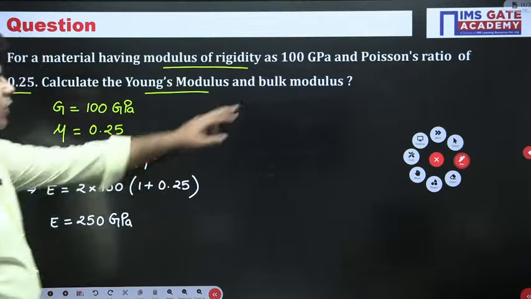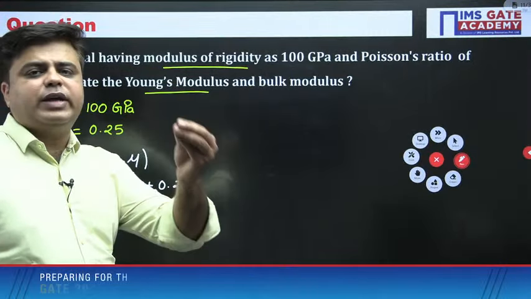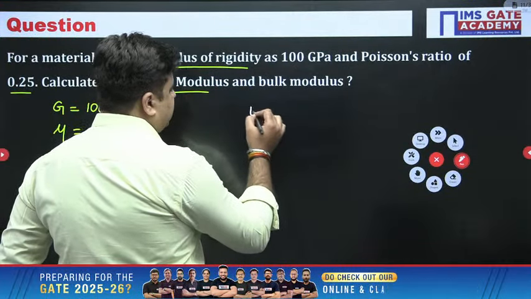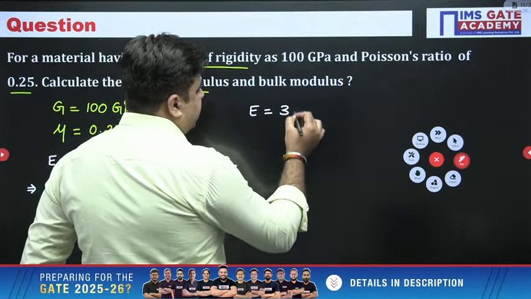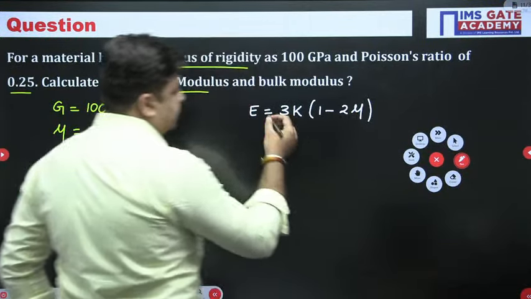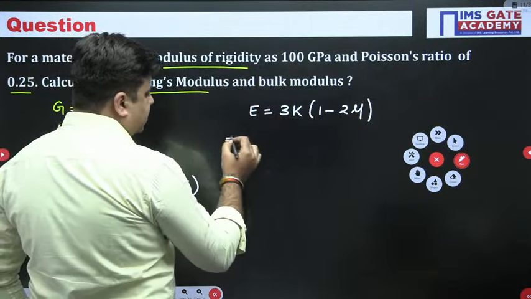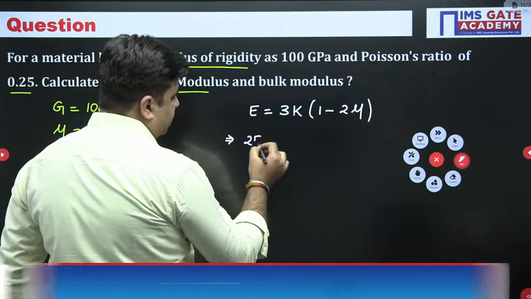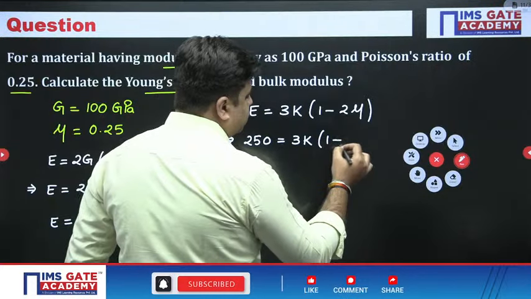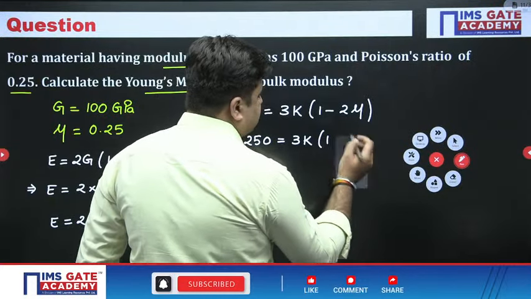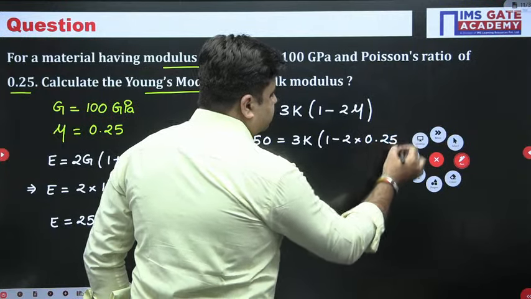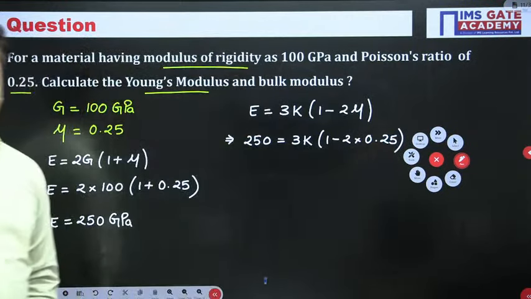Now you need to calculate the bulk modulus. You can use any of the relations of your choice, but for me the simplest one is E is equal to 3K into 1 minus 2 mu. E is equal to 250. This is equal to 3 into K into 1 minus 2 into 0.25. Please calculate this and get me the value of K as well.